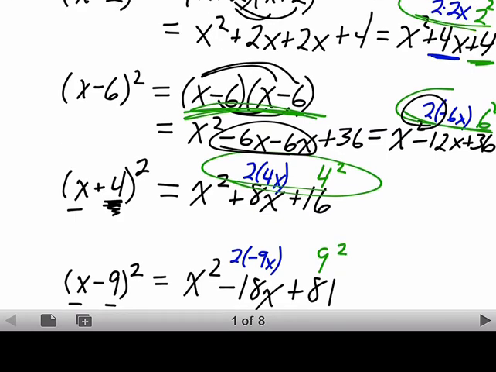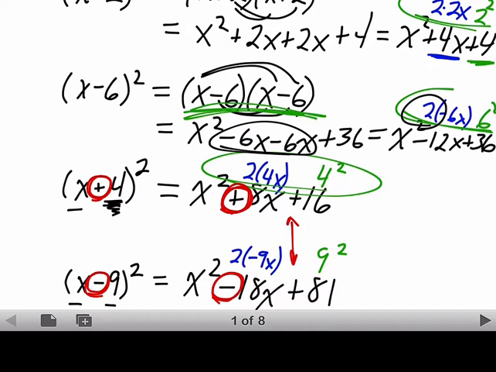I'd like you to notice another detail here. When we had x minus 9, the quantity squared, the middle term was negative 18x. When we had x plus 4, the quantity squared, the middle term was a positive 8x. Those two signs were always going to match, and the last sign is always going to be positive.